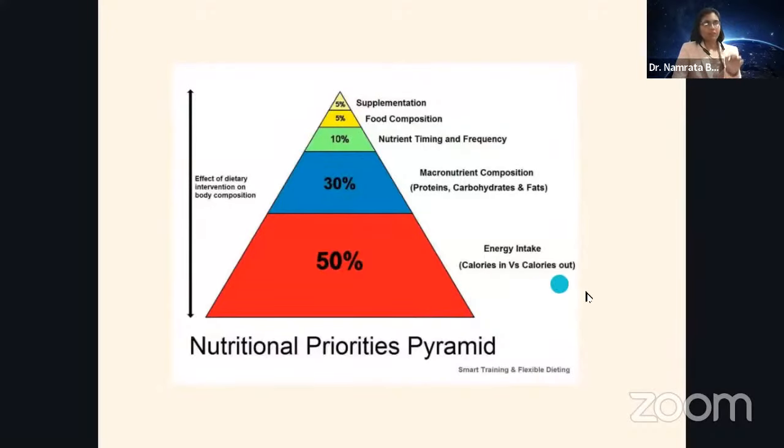First and foremost, there's a reason why your carbs, proteins, and fats are called macronutrients, because they are macros. They are the ones who decide your dietary intervention results. So 50% is taken by calories in versus calories out. I understand many people will say you don't have to look at calories, it's nothing like that, just eat well. It's not like that. You have to have some objectivity.